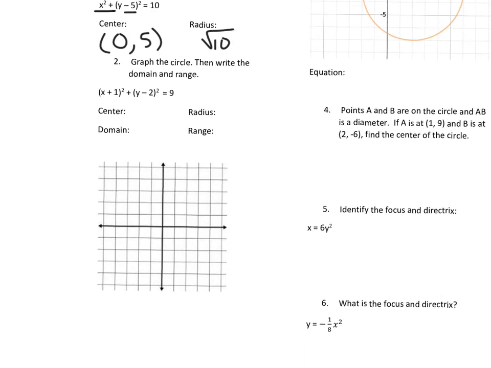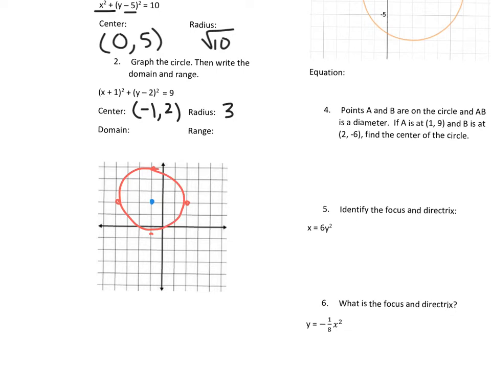For number 2, graph the circle. So first, again, find the center. It's at (-1, 2). The radius is 3. So go to (-1, 2), and go right 3, up 3, left 3, and down 3.